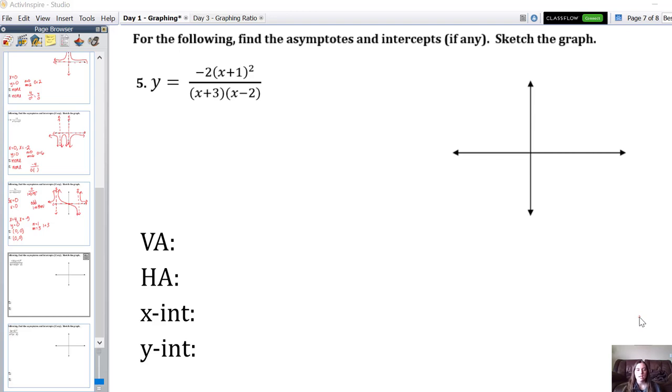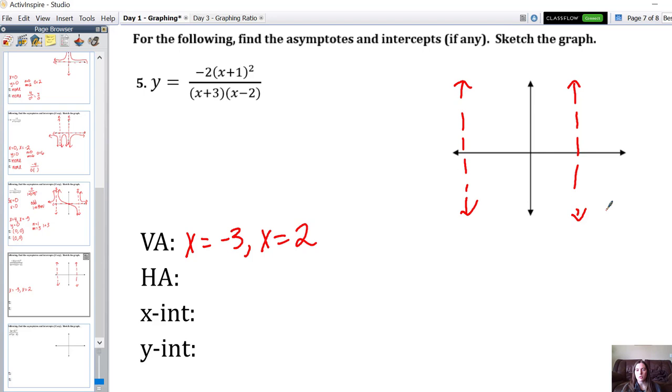Now we've got the function y equals -2 times (x plus 1) squared over (x plus 3) times (x minus 2). For our vertical asymptotes, we're setting each of our factors in the denominator equal to 0. So we have vertical asymptotes at x equal to -3 and x equal to 2. So maybe here's -3 and here's x equal to 2. The degree for both of those was odd, so I'm going to put an O above each of those.